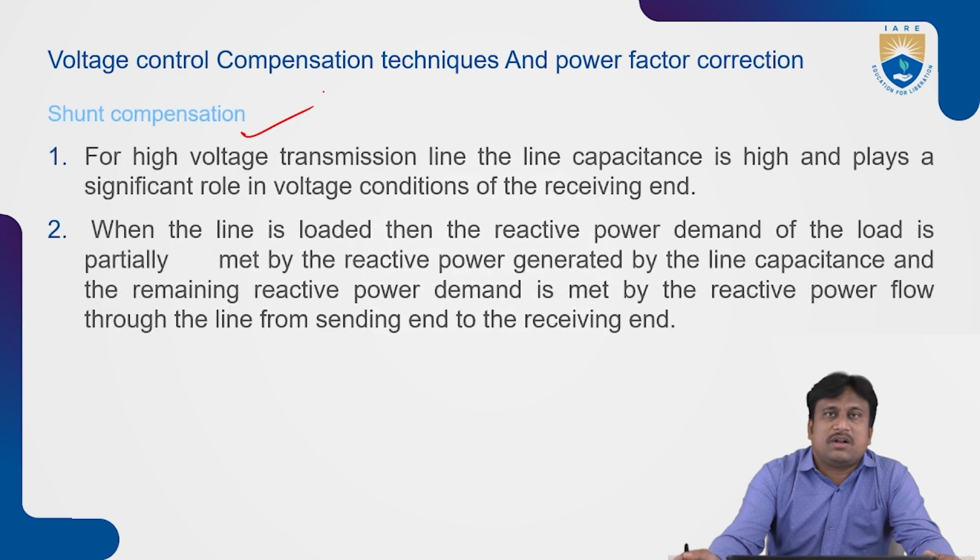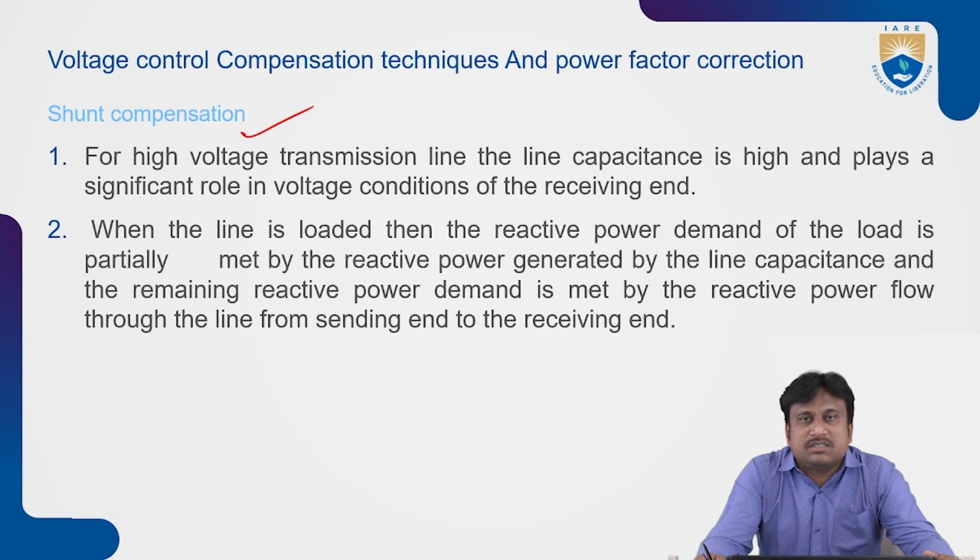Shunt compensation. What does shunt compensation mean? For high voltage transmission lines, the line capacitance is very high and it plays a significant role in the voltage conditions of the receiving end. When the line is loaded, the reactive power demand of the load is partially met by the reactive power generated by the line capacitance, and the remaining reactive power demand is met by the reactive power flow through the line from the sending end to the receiving end.